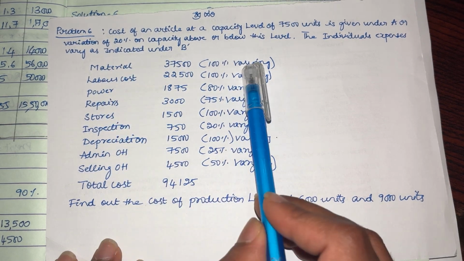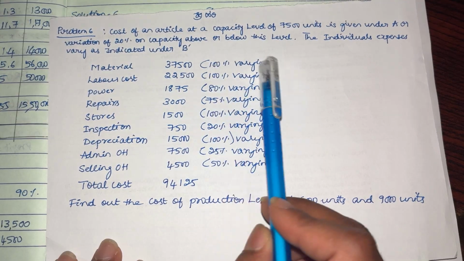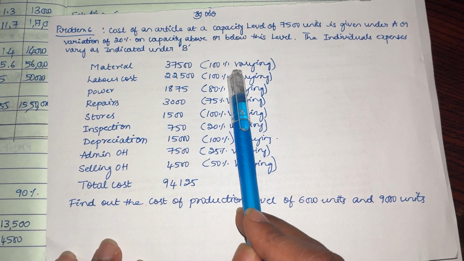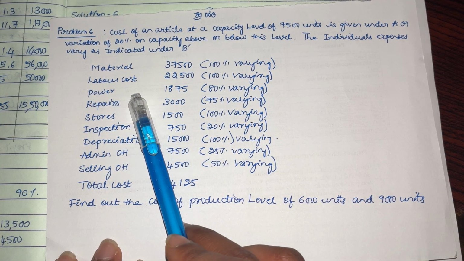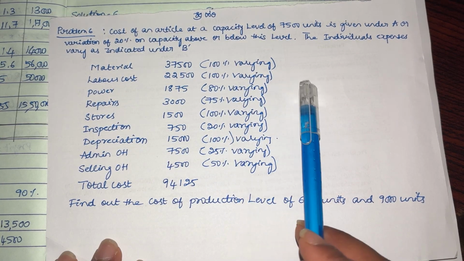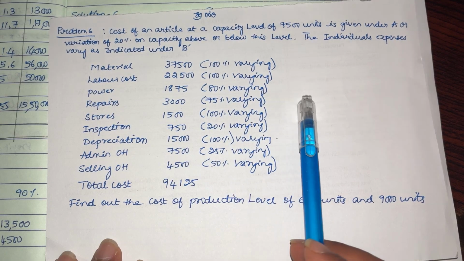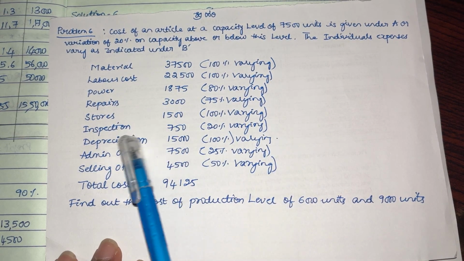Then material cost is given as 100% varying. This entire 37,500 is variable cost. Then labor cost is given 100% varying, so the 22,500 is fully variable cost. Then we have power, which is only 80% varying, that means the remaining 20% is fixed. Repairs 3,000, 75% varying means the remaining 25% is fixed. Stores is 1,500, full 100% is variable cost.